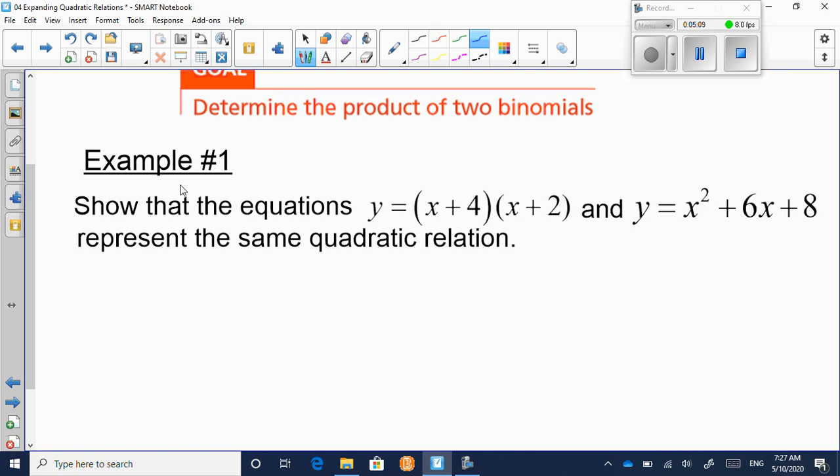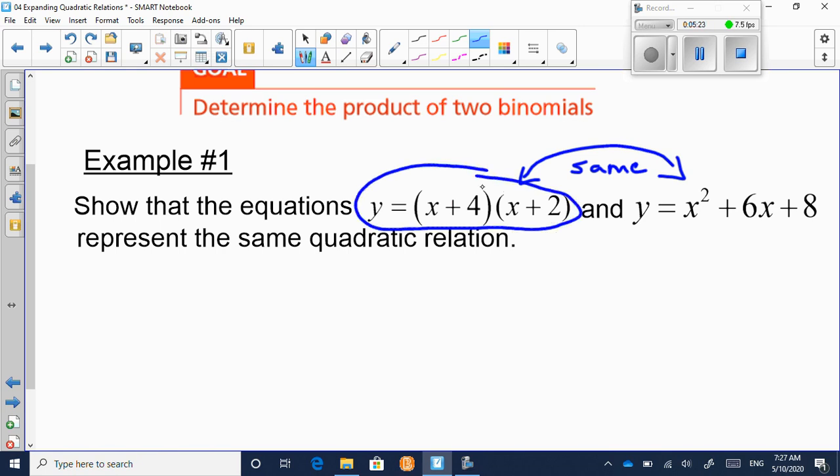So, they don't look the same right now, and I'm not convinced of that, but we want to show that these two are the same. What I want to try to prove to you, using our expansion, is that this can be changed to that one. So here we go. I'm going to rewrite it down here. Y is equal to (x + 4)(x + 2).